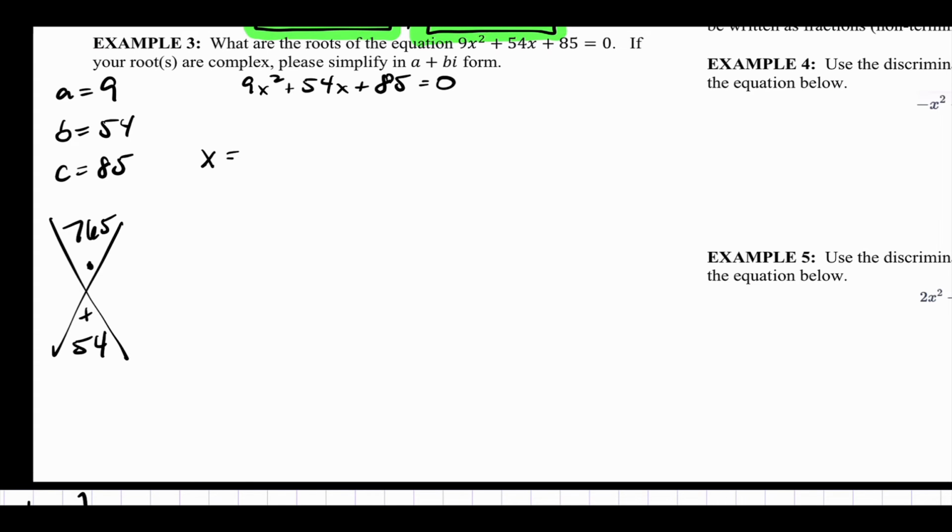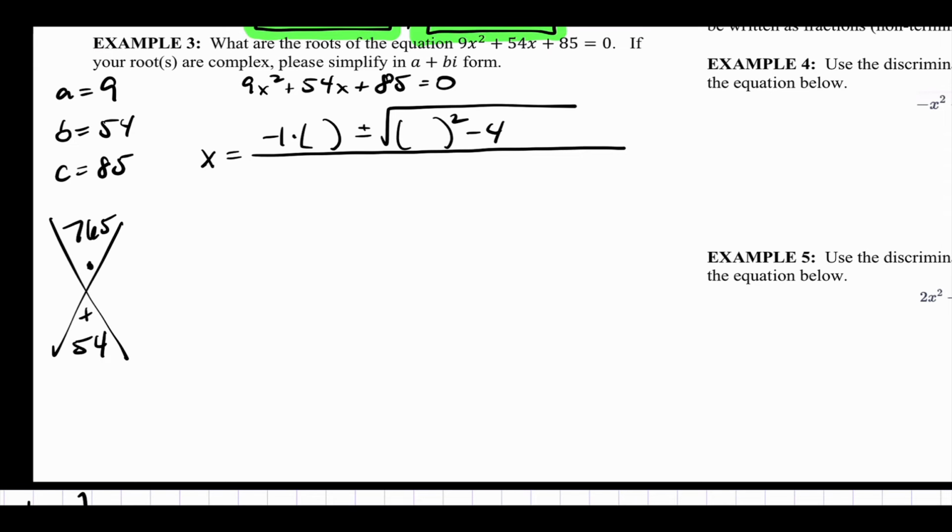Let me go to the quadratic. -1 times b plus or minus the square root b squared minus 4ac over 2 times a. Okay. B goes here and here, A goes here, and C goes there.